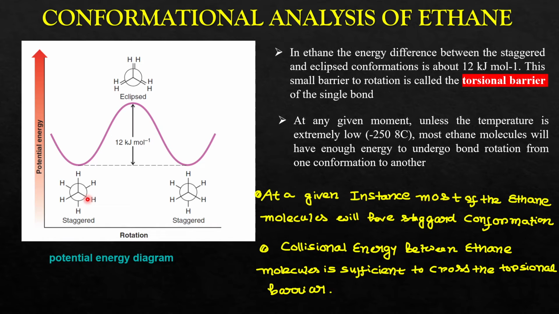And as it is the most stable conformation of the ethane molecule, but it is not that the eclipsed conformation cannot exist. As the energy barrier is very low, you will also see some eclipsed conformation, but the percentage of the eclipsed conformation present at a certain time is much lesser compared to the staggered conformation.